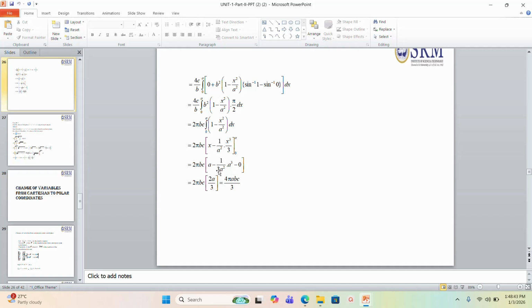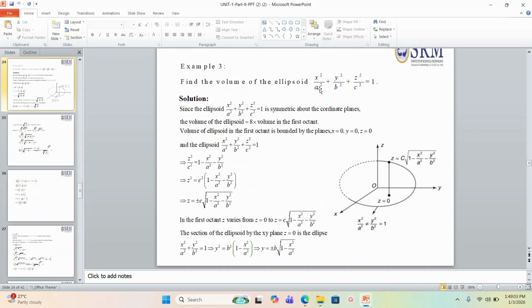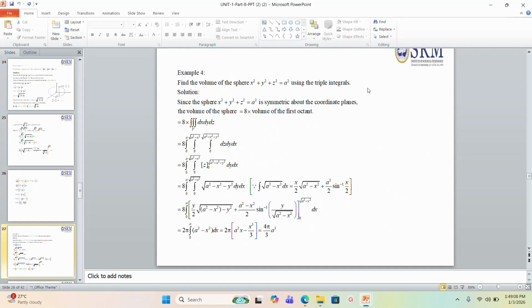Apply the upper limit of x equal to a minus the lower limit of x equal to 0. So a minus 1 by 3 a square into x equal to a, so a cube. And after simplifying this, we have 4 pi abc by 3. This is the volume of the given ellipsoid x square by a square plus y square by b square plus z square by c square equal to 1. And the last question is: find the volume of the sphere x square plus y square plus z square equal to a square using triple integration.